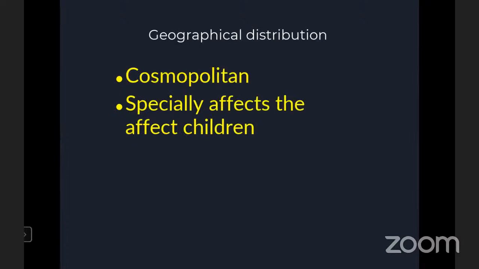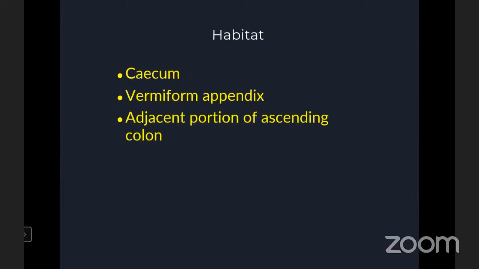Geographical distribution. Mostly it is seen with a cosmopolitan, worldwide distribution, and especially it affects children. Mostly Enterobius vermicularis is seen in cold and temperate regions. Next one is the habitat. Mostly it is seen in the cecum, vermiform appendix, and adjacent portion of the ascending colon.